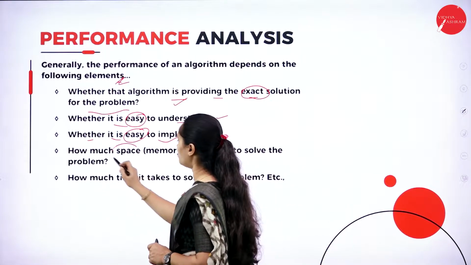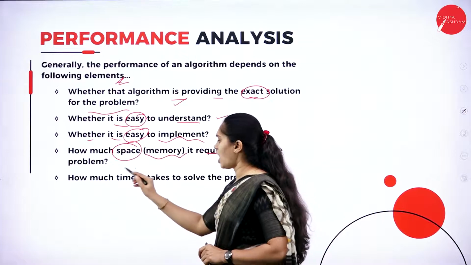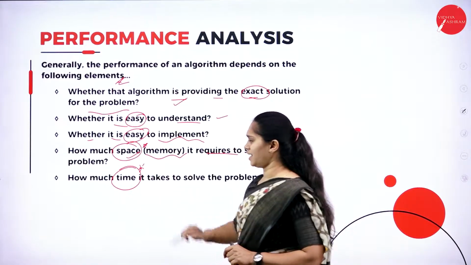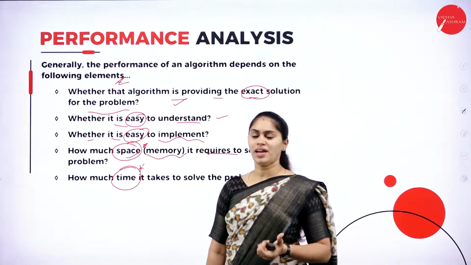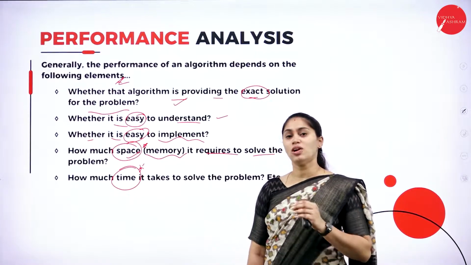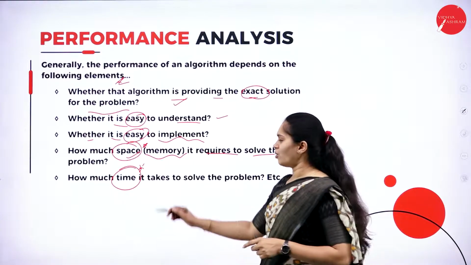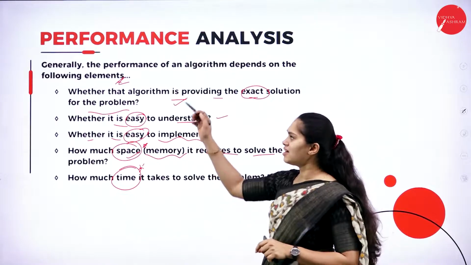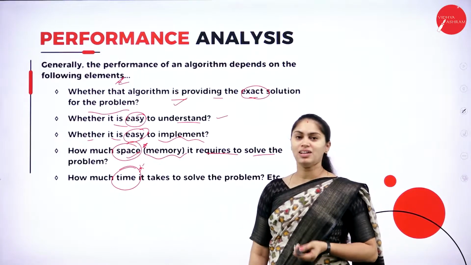And also how much space or memory it requires to solve the problem, as well as how much time. These two are going to be very important. Mainly we require memory space, whatever we have in computer memory. If I want to implement it, it has to be in the primary memory. So the memory space it requires to solve that problem, as well as the time it requires to solve that problem, these are the criteria, or the specification of the performance of an algorithm.